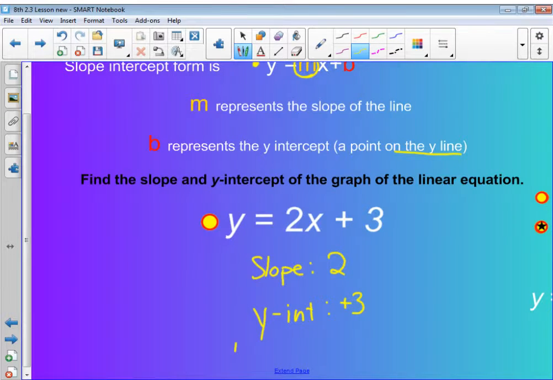Okay, as we start to go through and work these out, we have to understand which one's which so that we can find our starting point, which is our y-intercept, and then follow the slope from there to create our second dot and create our line. Let's try another one.